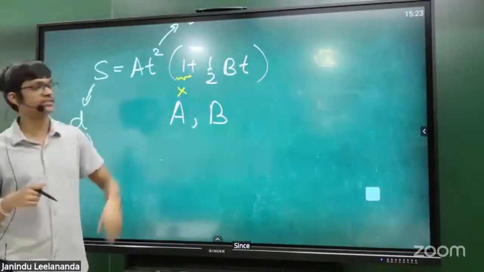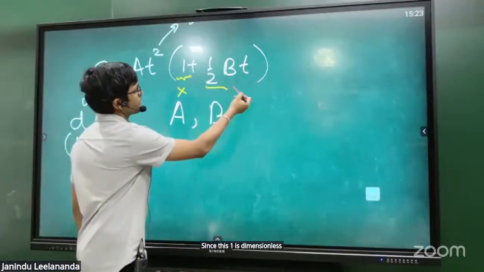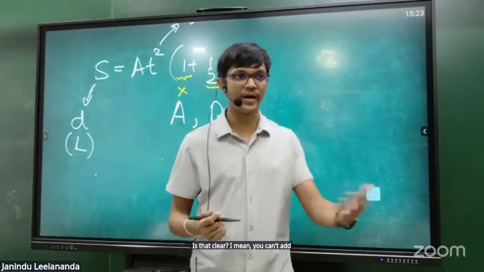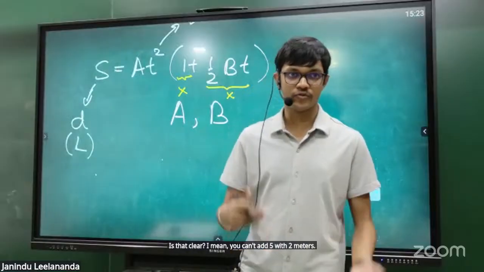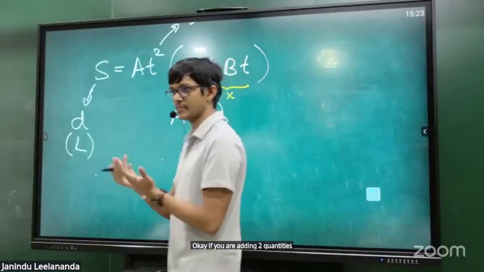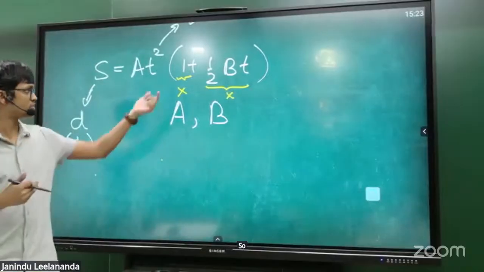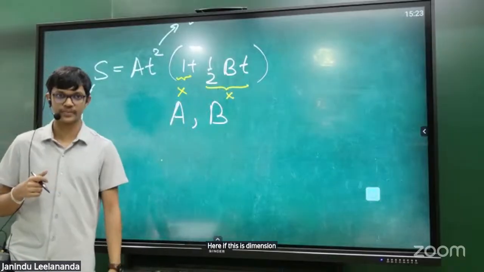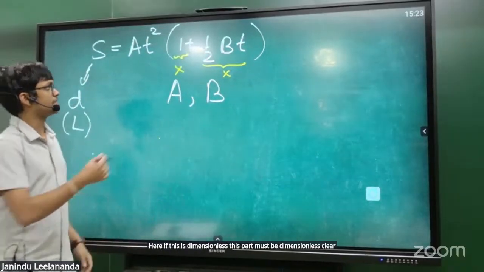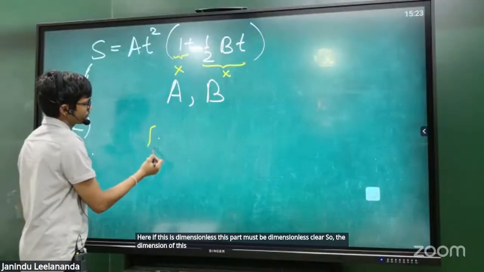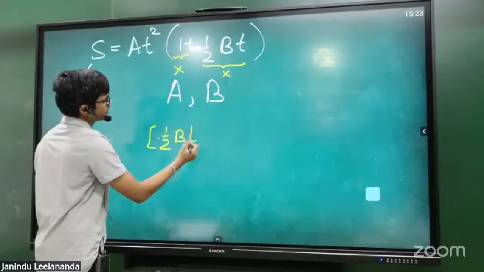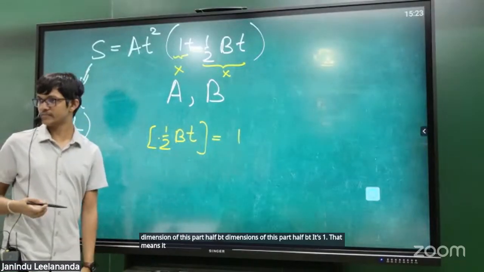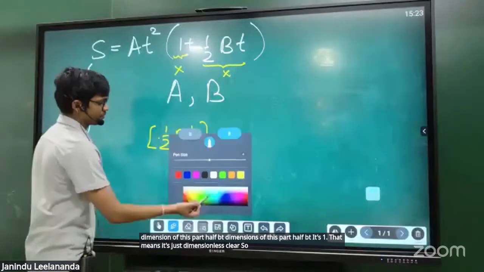Since this 1 is dimensionless, this whole part must be dimensionless, right? You can't add 5 with 2 meters. If you're adding two quantities, they must have the same dimensions. So if this is dimensionless, this part must be dimensionless. Clear? So the dimension of this part, half bt, is 1. That means it's just dimensionless.